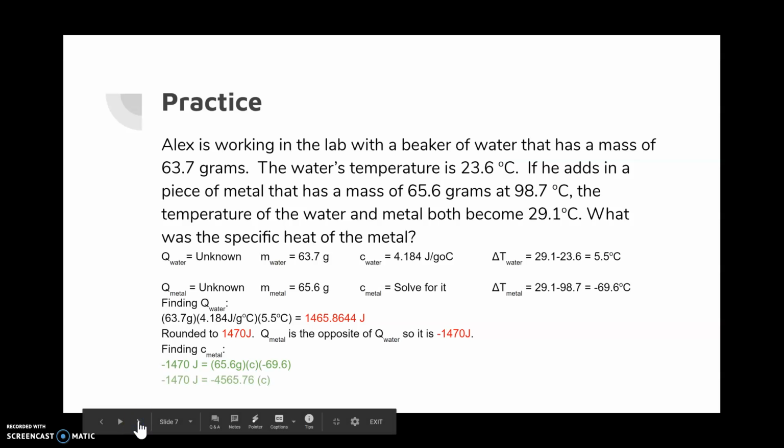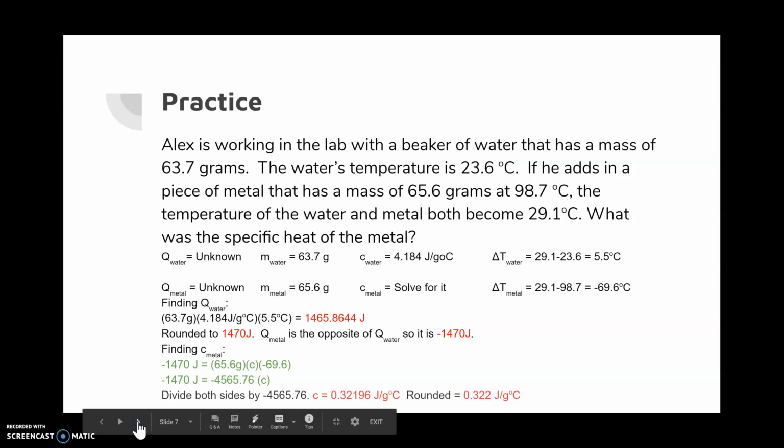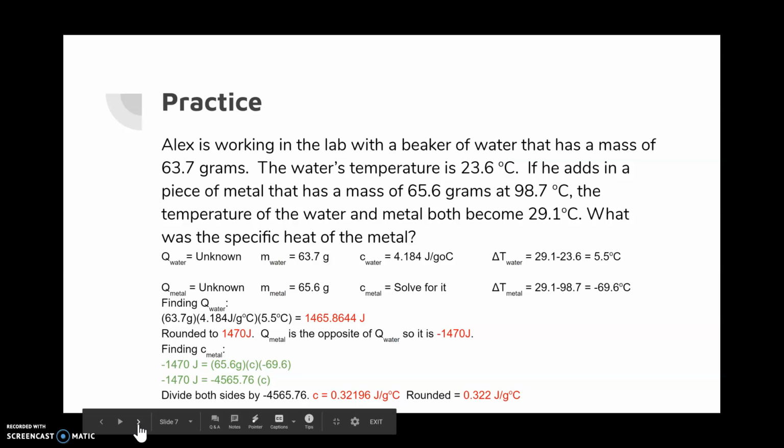So my first step is going to be to multiply those two together, the mass and the change in T. That gives me negative 4,565.76. And then I'm dividing both sides by the product. So that gives me my C, which is 0.32196 joules per gram degrees Celsius. And then I also have to round to 3 due to the recurrent 3 significant figures in this problem. So my actual C for the metal is 0.322 joules per gram degrees Celsius.